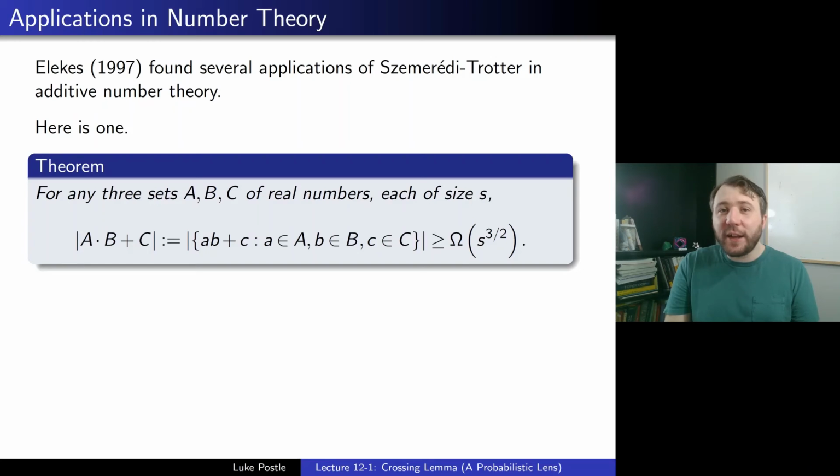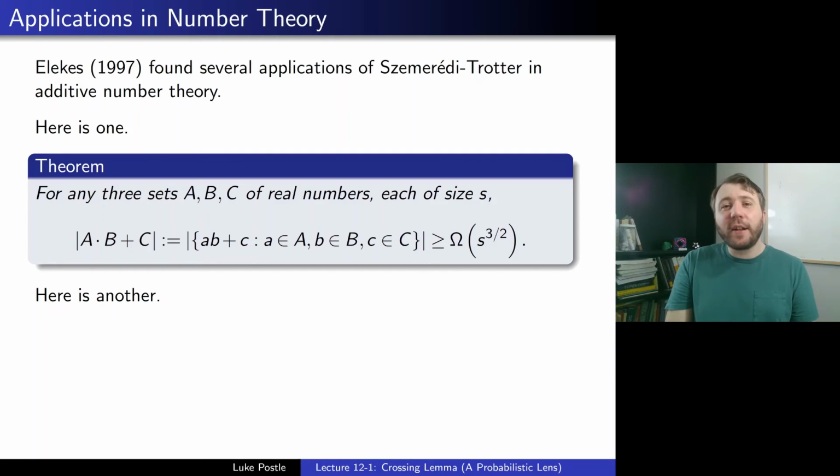It's quite nice. For any three sets A, B, C of real numbers, each of size S, the size of A times B plus C, which more formally is ab plus c for little a in A, little b in B, little c in C, is at least on the order of S to the 3/2. So if we take these product plus sum, we're saying there's actually guaranteed to be a lot of them no matter what these sets are. So that's quite an interesting theorem. It's not really clear how you would prove that, and we'll go through the proof, but how would you prove that, especially without the crossing lemma?